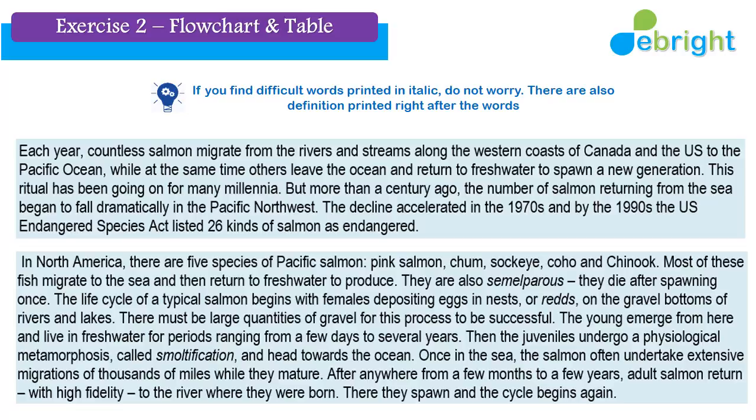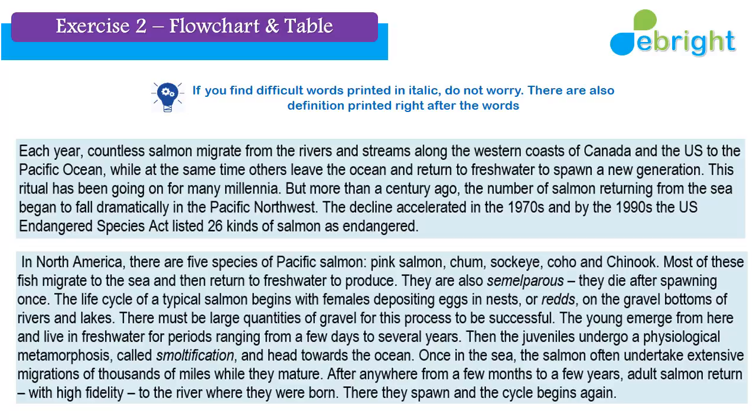Let's follow along with me for the second paragraph. In North America, there are 5 species of Pacific salmon: pink salmon, chum, sockeye, coho, and chinook. Most of these fish migrate to the sea and then return to fresh water to reproduce. They are also semelparous. They die after spawning once.